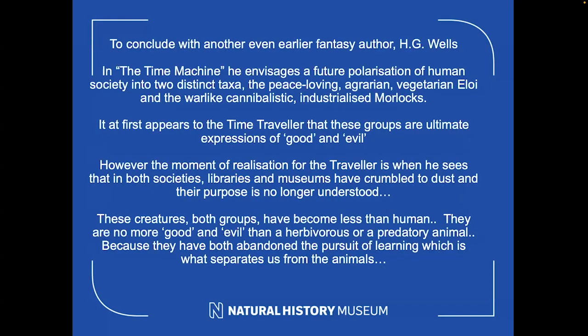So to conclude with another, even earlier fantasy author, H.G. Wells, in The Time Machine, he envisages the degeneration of humanity into two polarized species or taxa, which he calls the Eloi and the Morlocks. One of these is vegetarian and peace-loving and agrarian, and the other one is warlike and cannibalistic and industrialized. And the time traveler in the book originally envisages these as characterizations of good and evil.